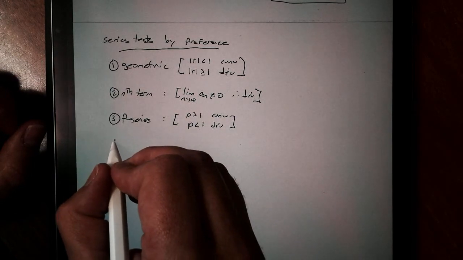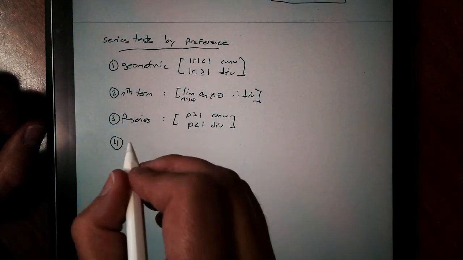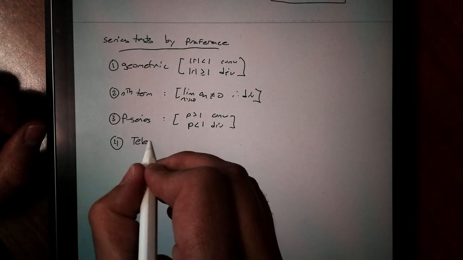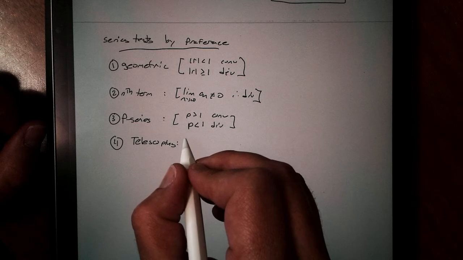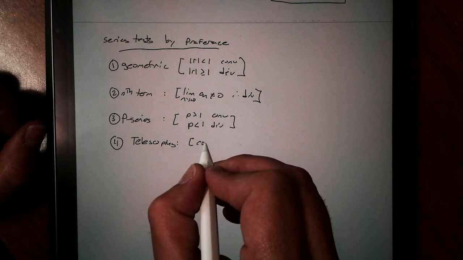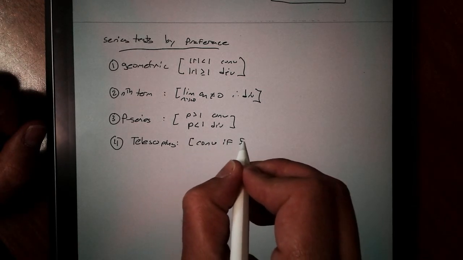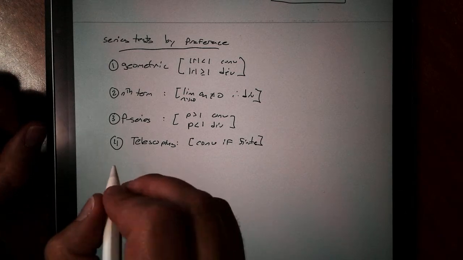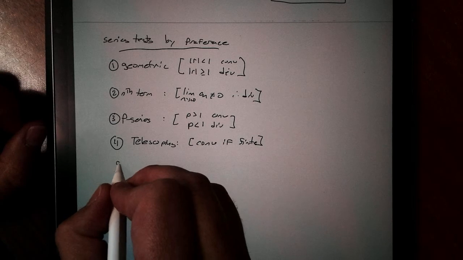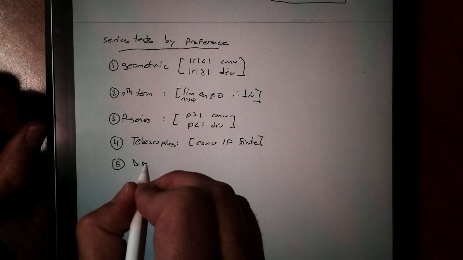The fourth one, telescoping. Now, we don't tend to see telescoping, but it is there. So this converges if finite. If everything cancels enough with a finite number left, this converges. Next, after this one, we have direct comparison.